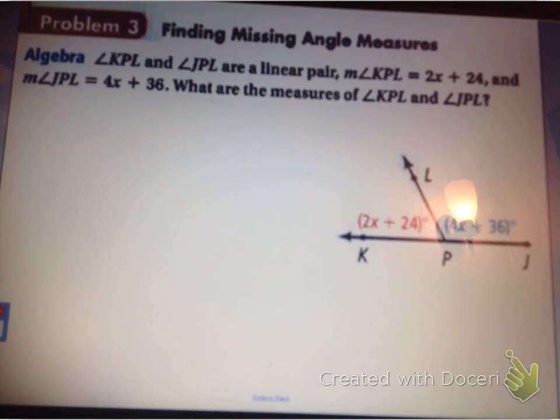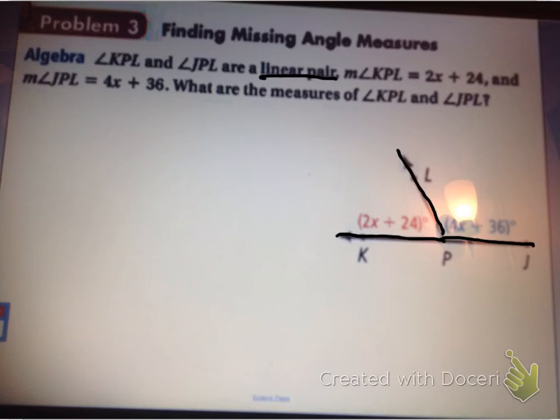Okay, problem 3, finding missing angle measures. Angle KPL and angle JPL are a linear pair. Alright, so that is important to know. The measure of angle KPL equals 2x plus 24, and the measure of angle JPL equals 4x plus 36. What are the measures of angle KPL and angle JPL? I'm just going to outline these. Together, these two angles equal 180 degrees because they form a linear pair.